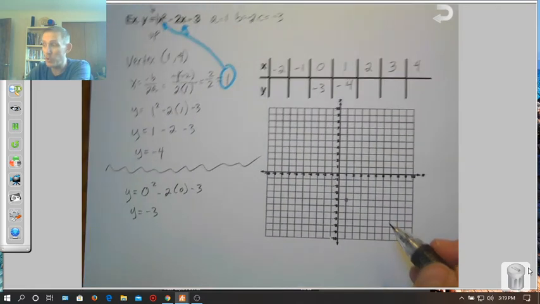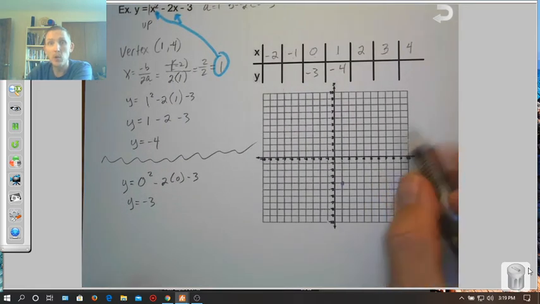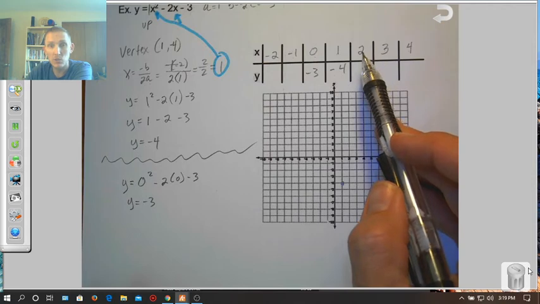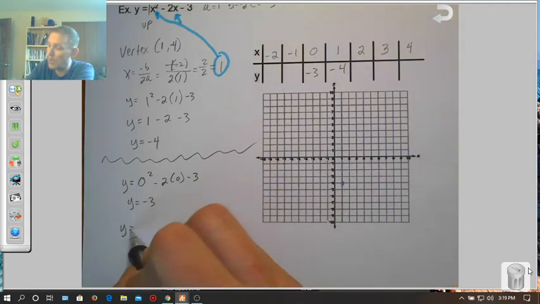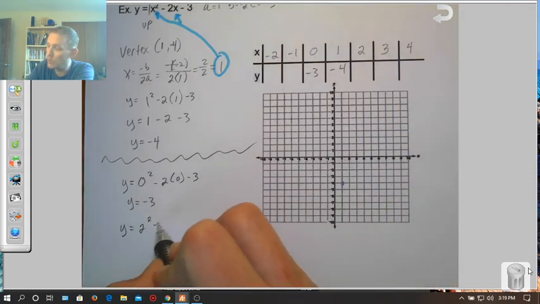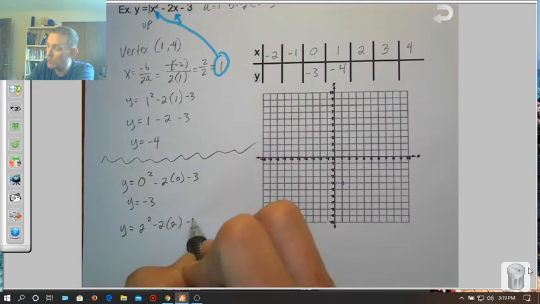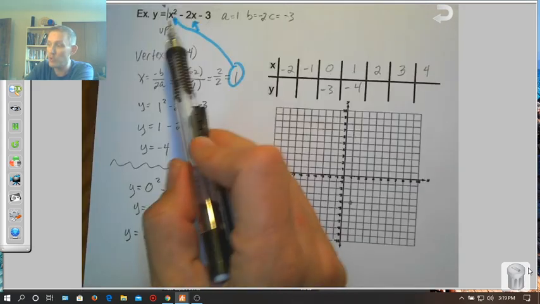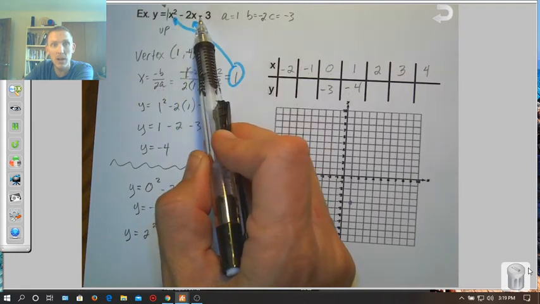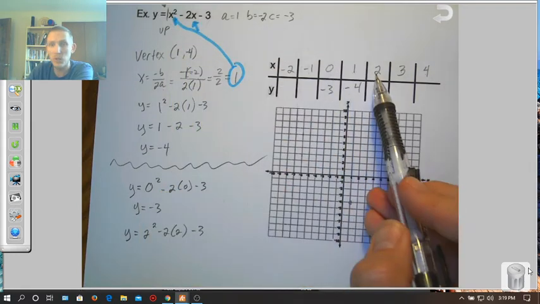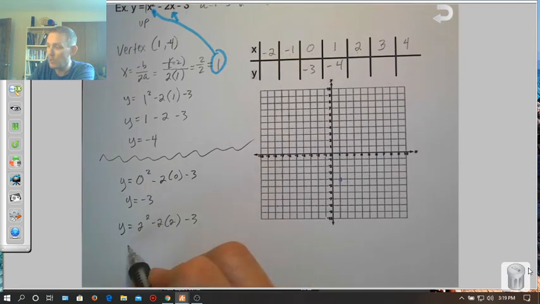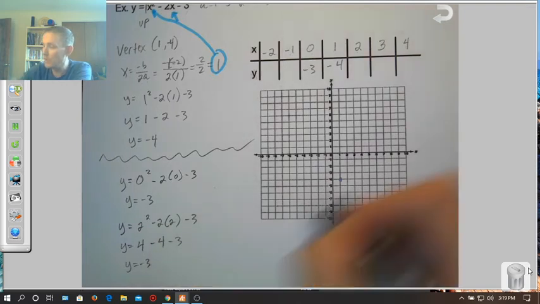Now I want you to notice what's going to happen. I'm going to go over here and I'm going to plug in 2. Y equals 2 squared minus 2 times 2 minus 3. So if I go back to the original equation, my x squared and my x both got replaced with 2. Well, 2 squared is 4, minus 2 times 2 is -4, minus 3, so y equals -3.